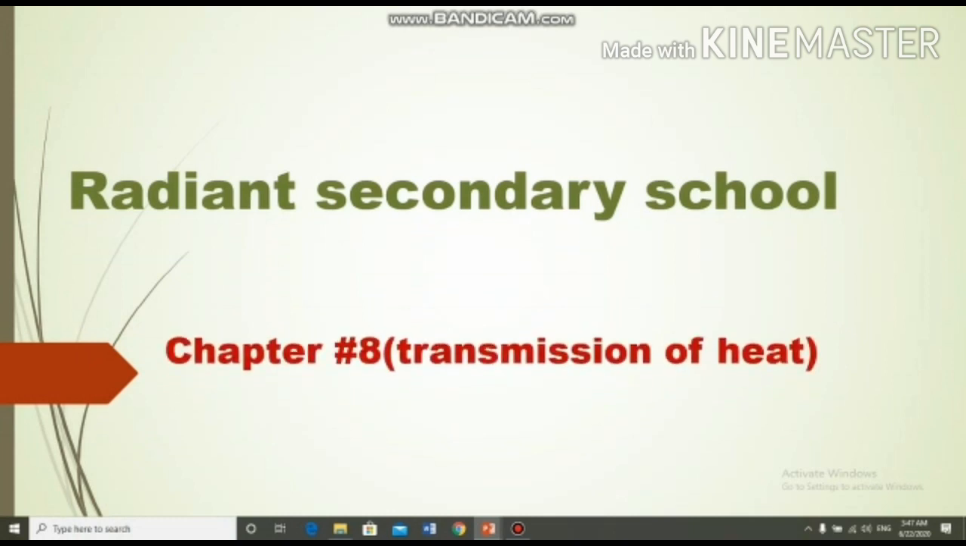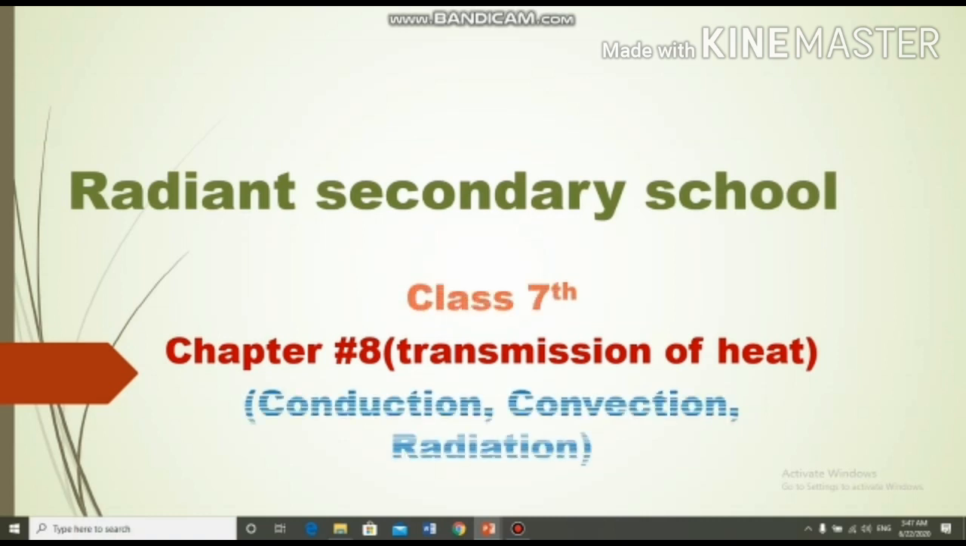Today we are going to discuss another topic of chapter number 8 of class 7th. In previous lectures you have discussed different methods of heat transfer, that is conduction, convection and radiation. Now we will discuss how we can reduce the transfer of heat energy by all these three methods.